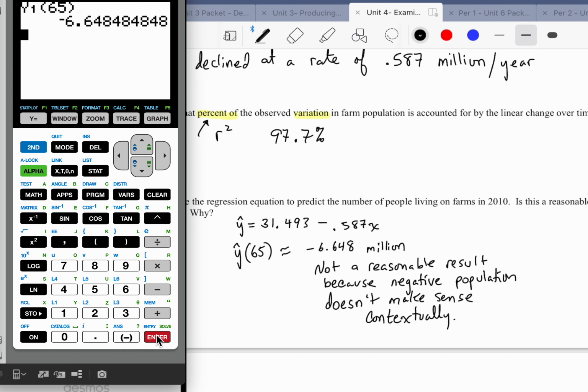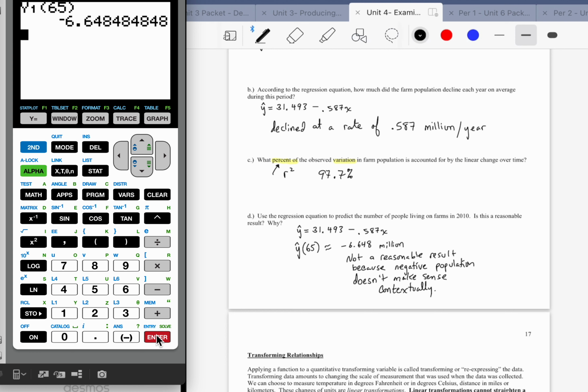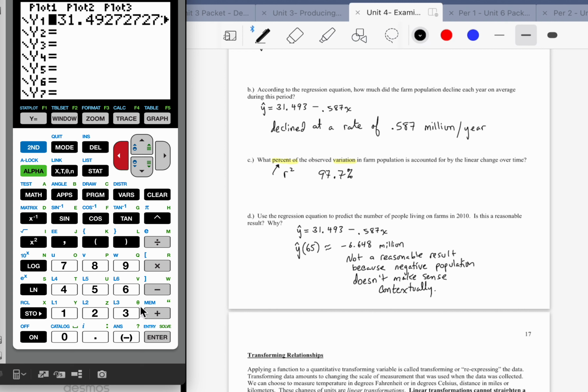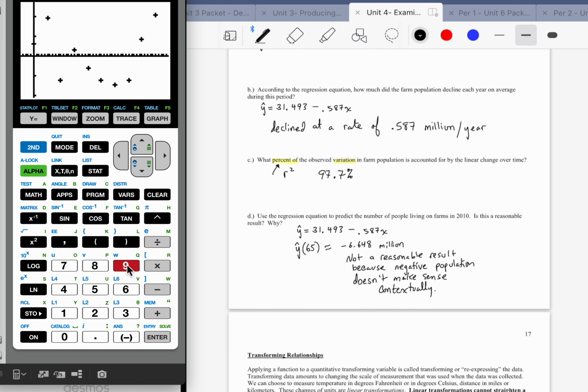Right? But that brings up an important piece of conversation related to practical domain, but also whether it's an appropriate type of function to use. Right? So that's where the residual plot comes into play. So we go into our y equals, we turn off plot 1, we turn off the equation. It really doesn't matter about turning off the equation. It's just unsightly, so I turn it off. Right? And then zoom 9 it again.